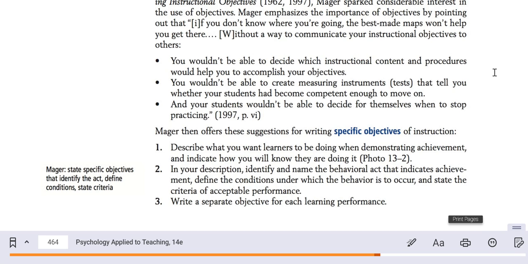Mager then offers these suggestions for writing specific objectives of instruction. Describe what you want learners to be doing when demonstrating achievement, and indicate how you will know they are doing it. In your description, identify and name the behavioral act that indicates achievement, define the conditions under which the behavior is to occur, and state the criteria of acceptable performance. Write a separate objective for each learning performance.